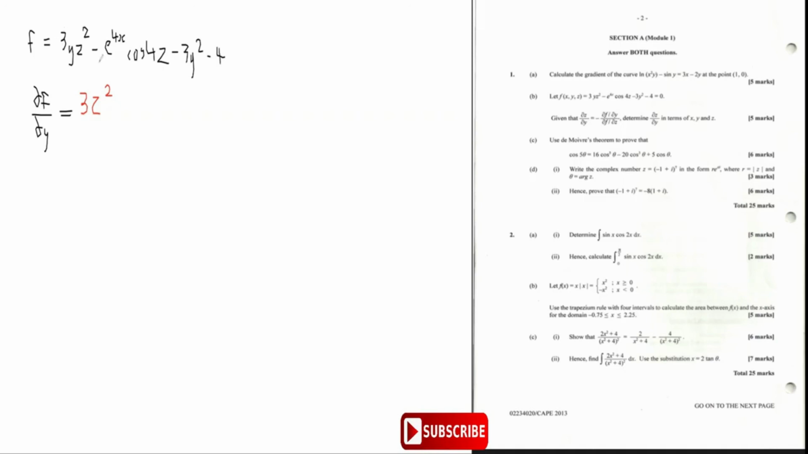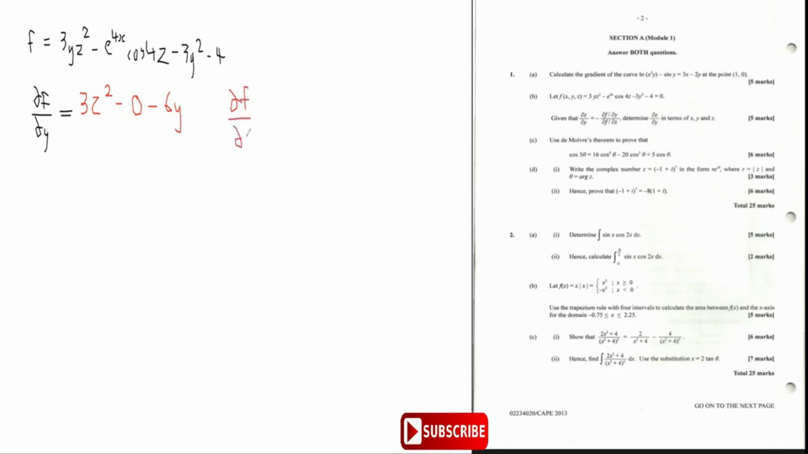So let's differentiate this now. Differentiating this with respect to y is 0, because that's just a constant, so you get minus 0. Then you have 3y squared, you carry down the power, and you subtract 1 from the power. So dou f by dou y is 3z squared minus 6y. Now the next thing we need to find is dou f by dou z.